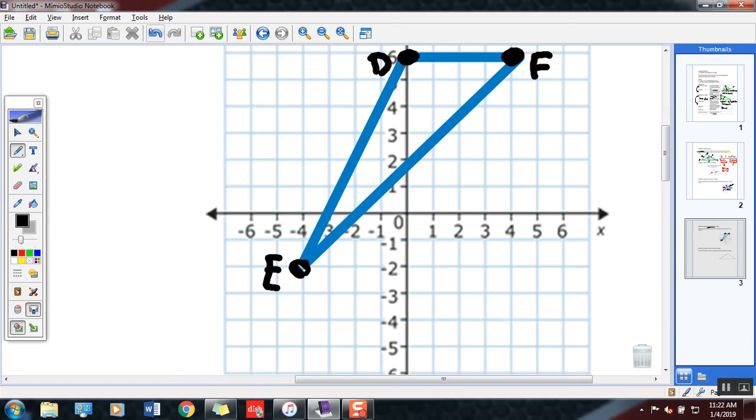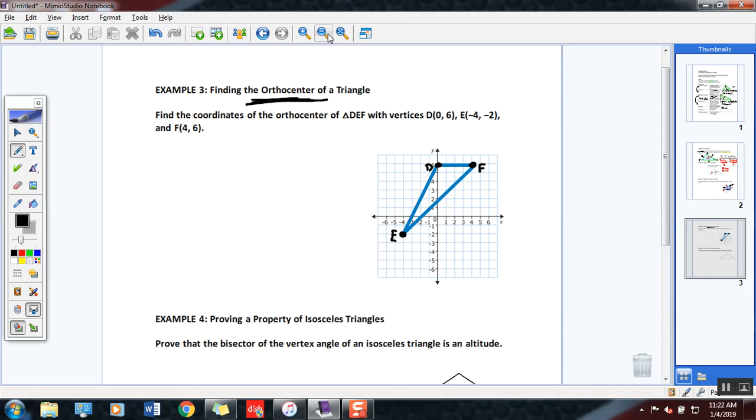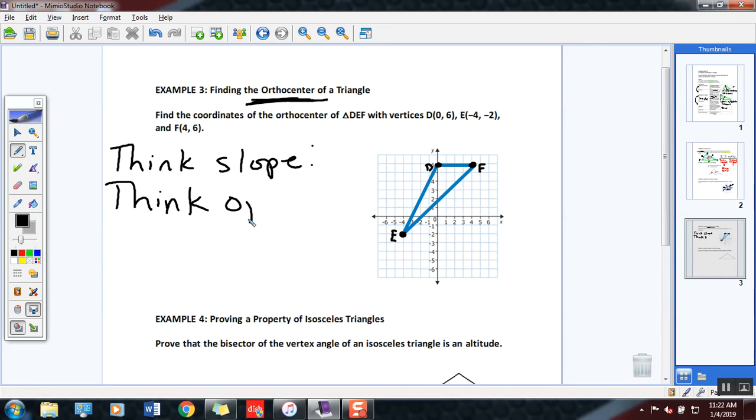So what I'm going to do, I'm going to make a note up here, and I'll say, when you're looking for the orthocenter, you need to think slope, and think opposite reciprocals. Okay, kids, stay with me here. So let's do this right here.